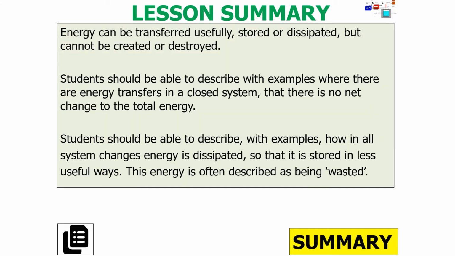So let's just summarize what we've learned. Energy can be transferred usefully, stored or dissipated, but cannot be created or destroyed. You should be able to describe with examples when there are energy transfers in a closed system that there is no net change to the total energy. You should be able to describe with examples how in all systems energy can be dissipated in their changes, so it's stored in less useful ways, and we describe it as waste energy.